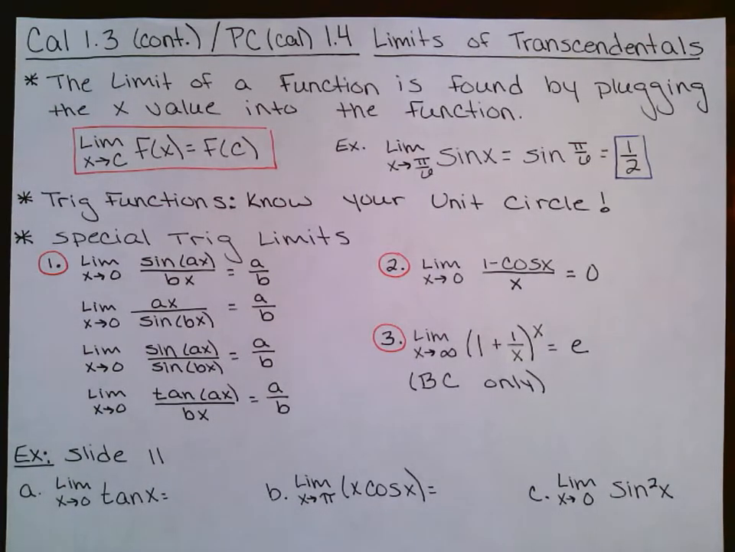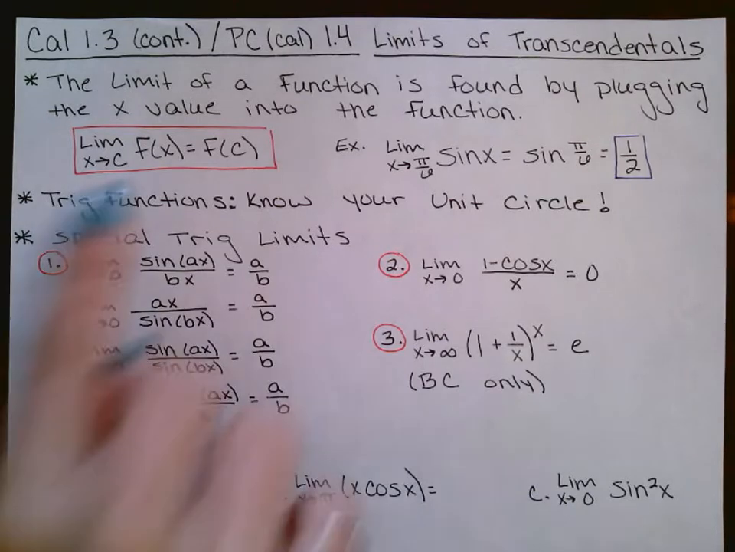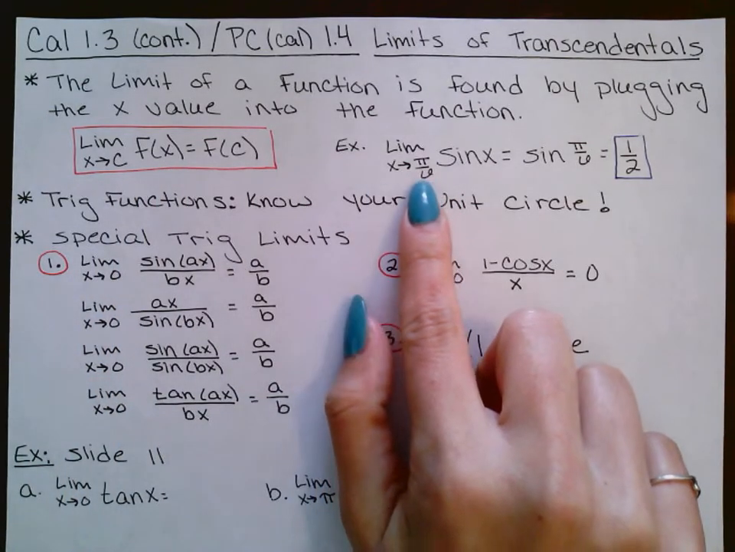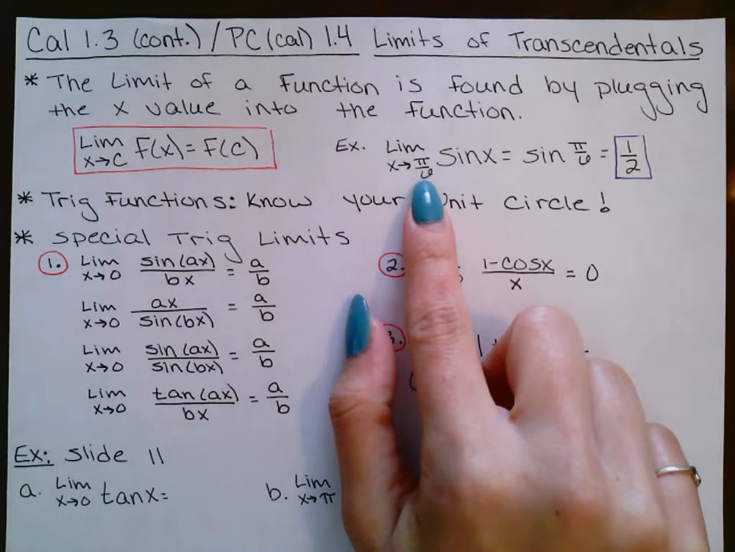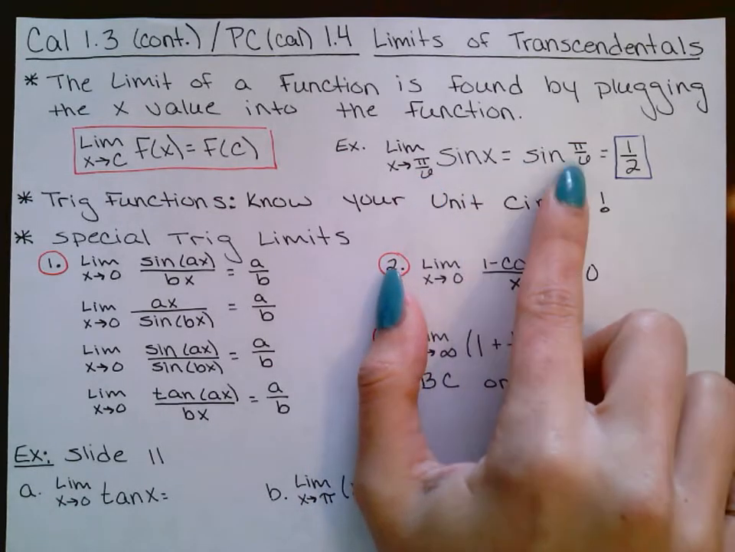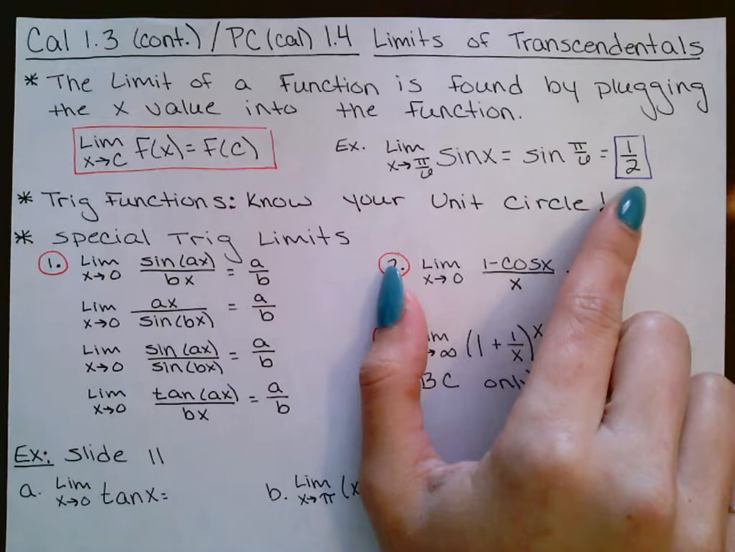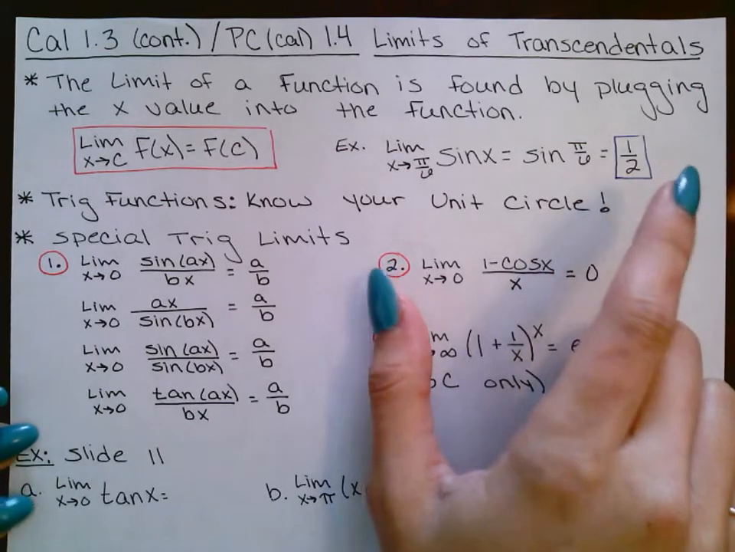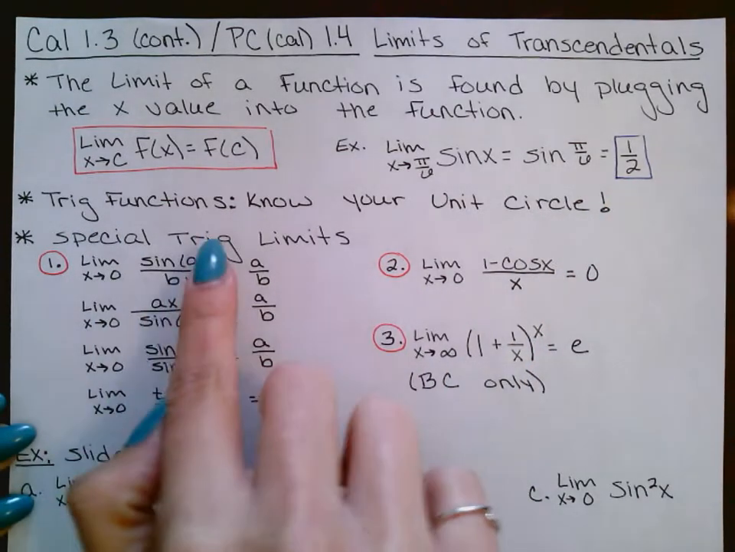So notice that I bring back a point that I put on a previous lesson, and that's that the limit of a function is found by just plugging the x into the function. Okay, it's that easy. So I put this same rule, and I give you an example here. If I'm doing the limit as x approaches pi over 6 of sine of x, I'm just plugging that pi over 6 into the sine of x, and then because of my unit circle, I know that sine of pi over 6 is 1/2.